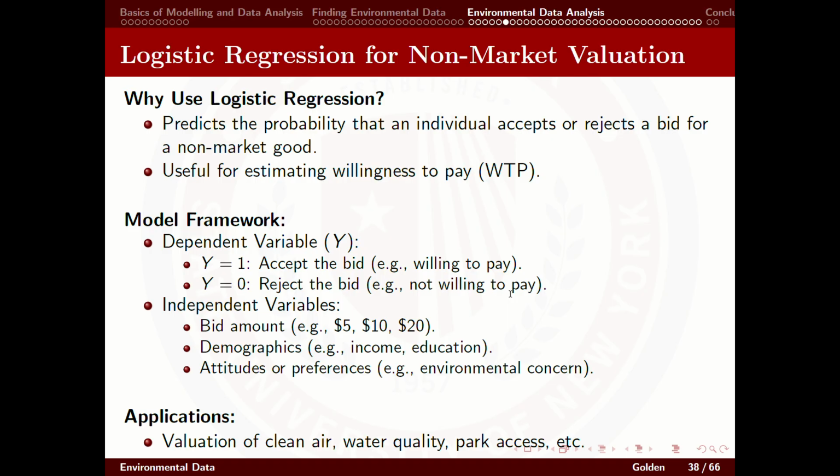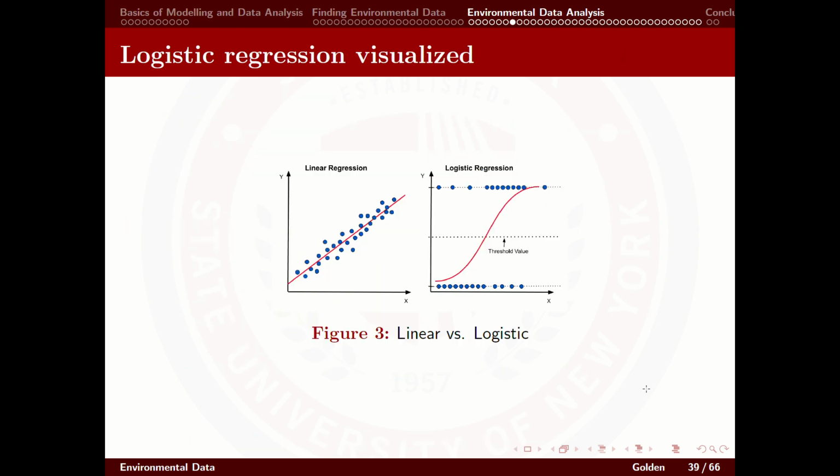So this will allow you to get a function from bid amount to accepting, which allows you to get a coefficient on price, or coefficient on quantity, or coefficient on whatever you want for non-market valuation. And you can see how this is affected by demographics and attitudes and preferences. This can be used in evaluation of clean air, water quality, and park access.